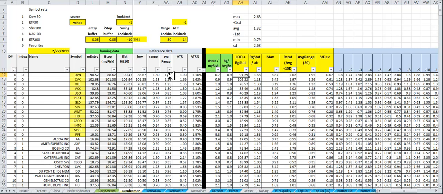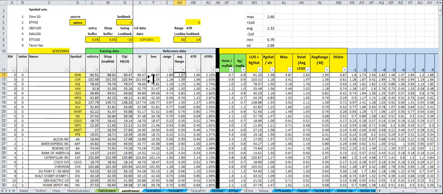Now, the range in Devon was from 90.47 to 88.67, or $1.80. The average range in Devon is 1.97. That works out to a range divided by average of 0.9 of an average range intraday on Friday. So Devon was relatively quiet, almost normal quiet, slightly less than average.